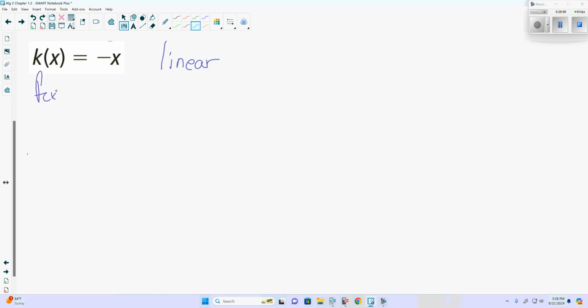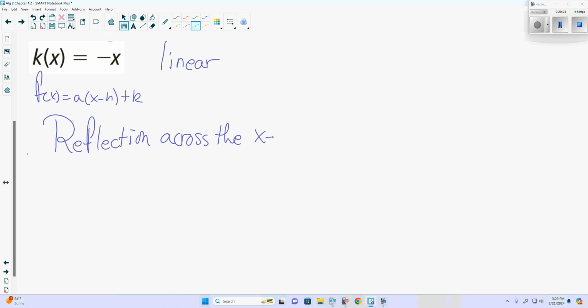General form, f of x equals a times parentheses x minus h plus k. Well, we have no h and k, so it's not moving up, down, left, right. But the a in this case is negative, yes? And since the a is negative, it is a reflection across the... So what about the negative? Oh wait, no, I see. k of x equals negative x, f of x equals negative x.